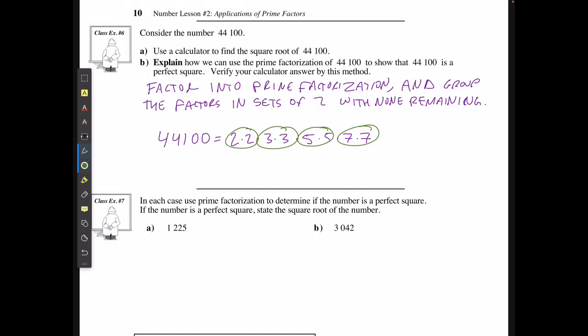Which means that the square root of 44,100 is going to be a 2 times a 3 times a 5 times a 7, one from each set, and that's going to give me 210. So 210 times 210 is the same as 44,100.